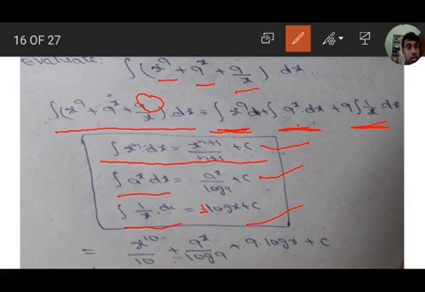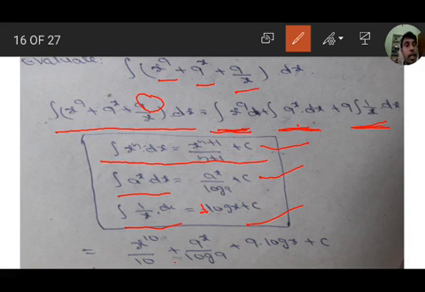Three formulas: x to the power of n, integration is x to the power of n plus 1 by n plus 1 plus c. Integration of a to the power of x is a to the power of x by log a plus c. Integration of 1 by x dx is log x plus c.